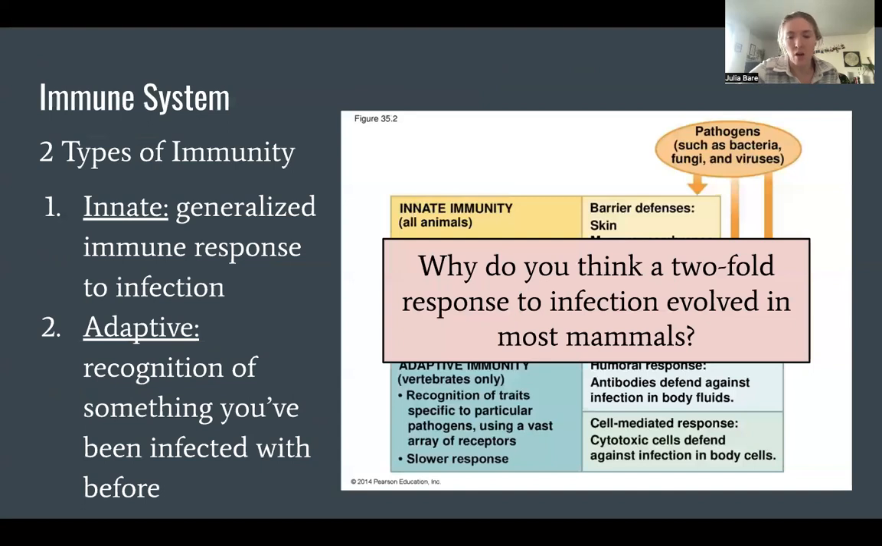But before we get into that, I want to ask you this question. Most mammals have a twofold response to infection, and that evolved in most mammals. So my question is, why do you think that this evolved? What do you think is the evolutionary benefit to having a twofold immune response?